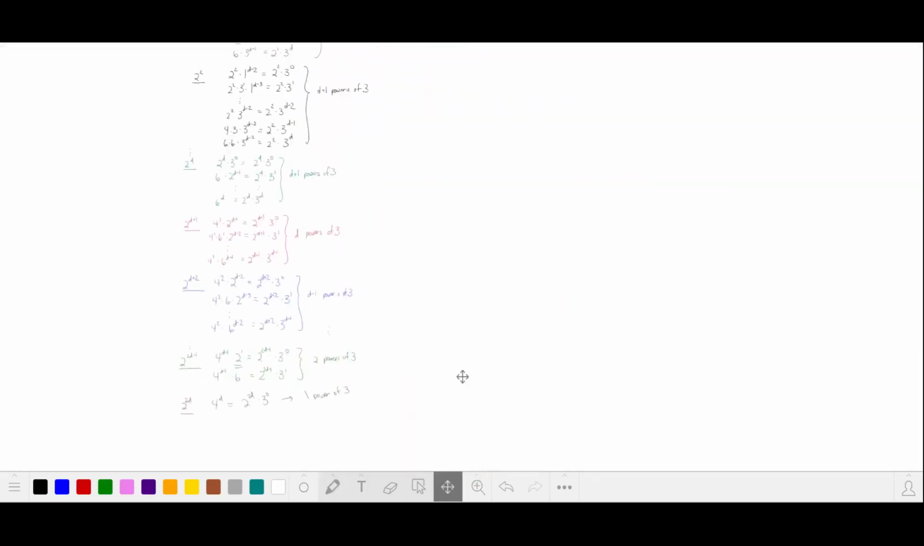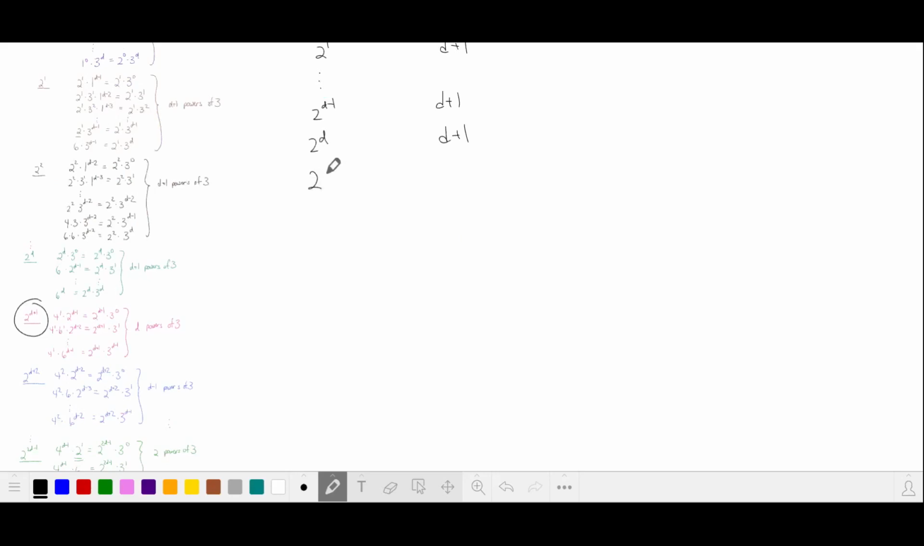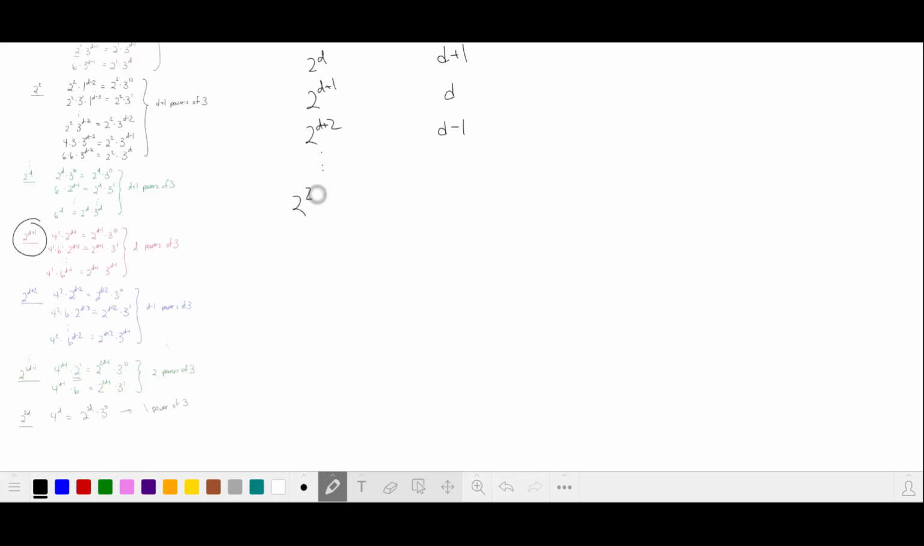Let's summarize this so we can do our counting. So when we had 2 to the 0, we had d plus 1 powers of 3, and the same thing for 2 to the 1, all the way up to 2 to the d power. When we went to the power of 2, that's d plus 1, we're down to d powers of 3, and so on. Our last 2 powers of 2 give us 2 powers of 3 and 1 power of 3.